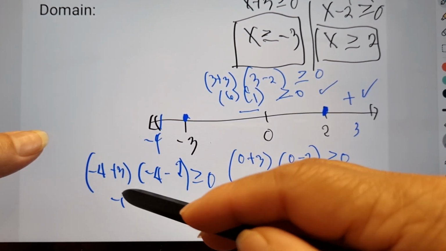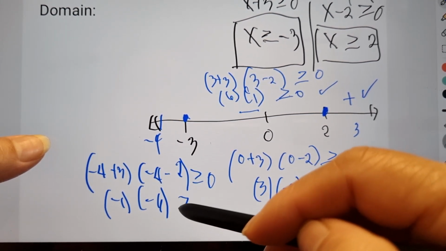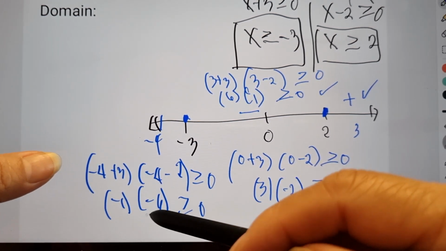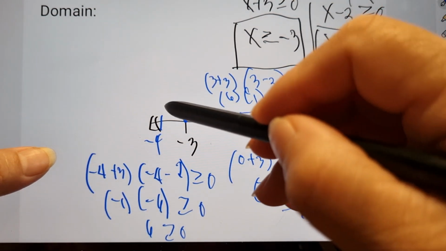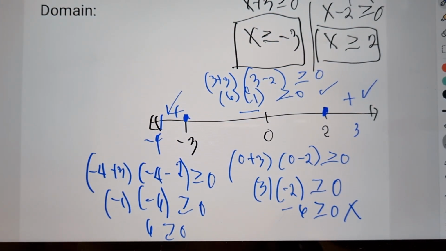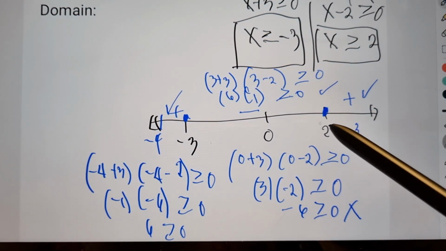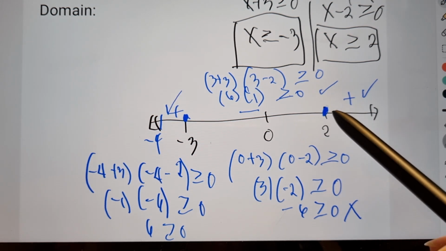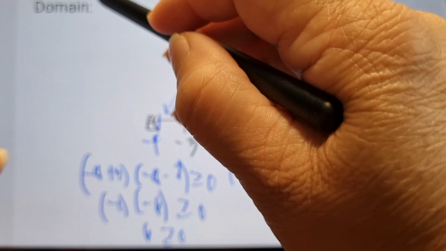Negative 4 plus 3 is negative 1. Negative 4 minus 2, that is negative 6. But negative 1 times negative 6 is equal to positive 6, which is still greater than or equal to 0. Ibig sabihin, lahat ng numbers dito, since ito ay positive, pwede siyang maging domain, or domain siya ng function. Okay? So all numbers from negative 3 going to negative infinity, all numbers from positive 2, including positive 2, going to positive infinity.